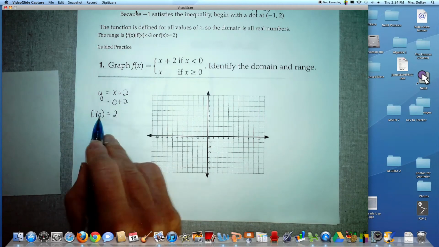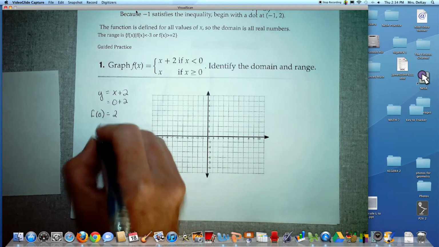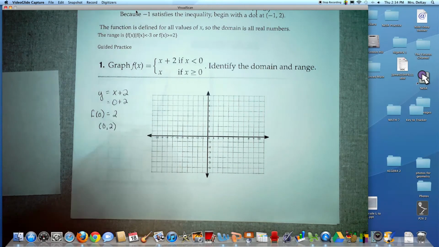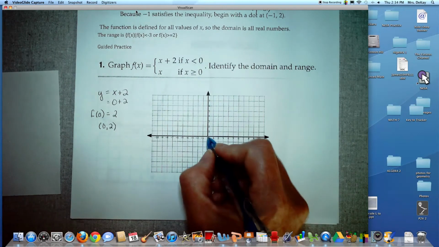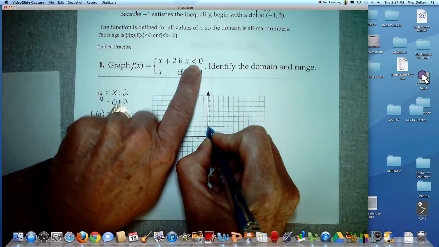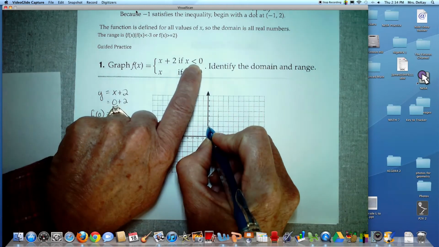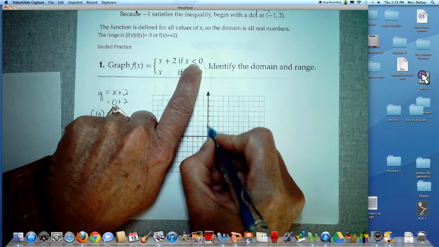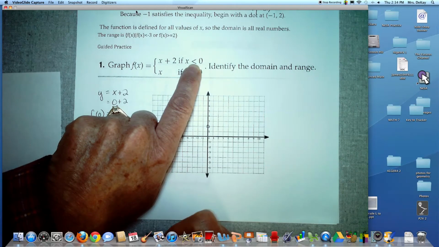So the point is, now I did f of 0 and I got 2. That's like you made a prediction. You know what I'm talking about? F of 0, 2. So the point is 0, 2, where my graph is going to start. So I'm going to go up here to 0, 2. And I'm going to notice that this is a less than, so that's just going to be an open circle.